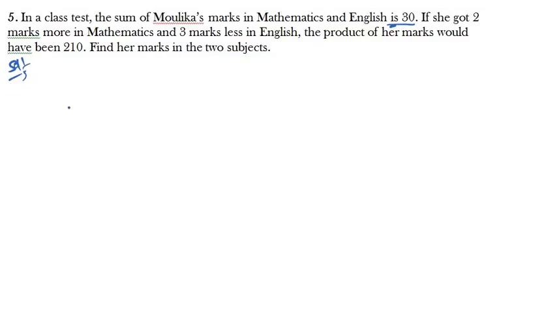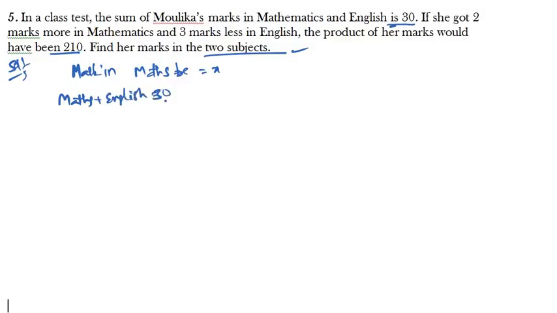Solution: let Monica's marks in mathematics be x. She got 30 in mathematics plus English. If she got 2 more marks in mathematics, and the marks in mathematics are x, then she got x plus 2.